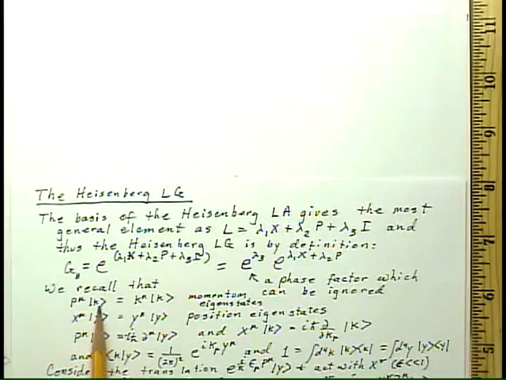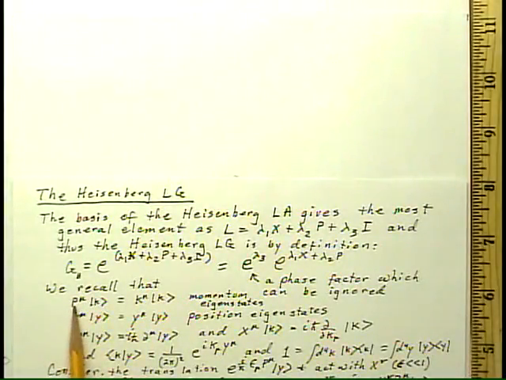We recall that p mu times k was k mu times k. So k is the eigenvector of p with eigenvalue k mu. This is in 1, 2, 3, or 4 dimensions. Likewise for x, the vector y is the eigenvalue of x, giving us position eigenstates. P acting upon y gives us minus i h bar partial mu with respect to y. That's a partial with respect to y. And likewise, this is a partial with respect to k right here.